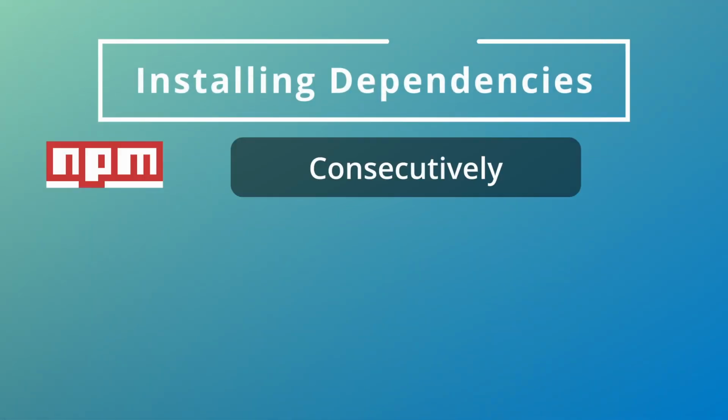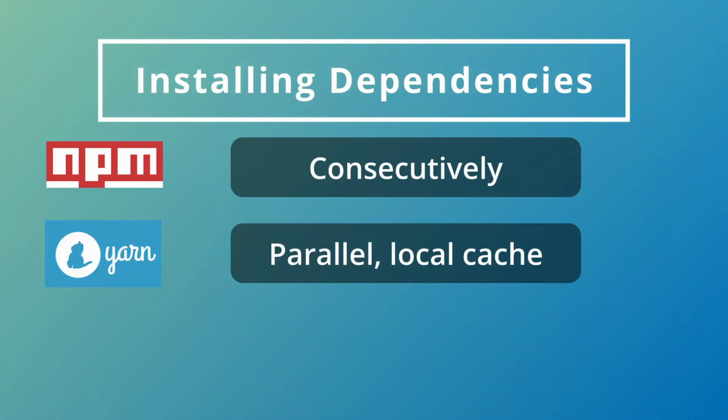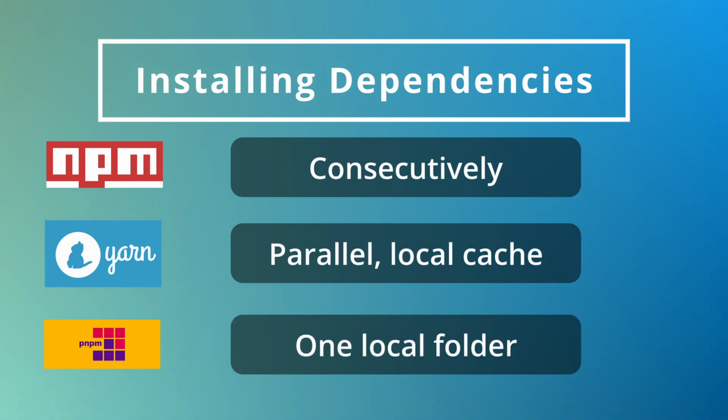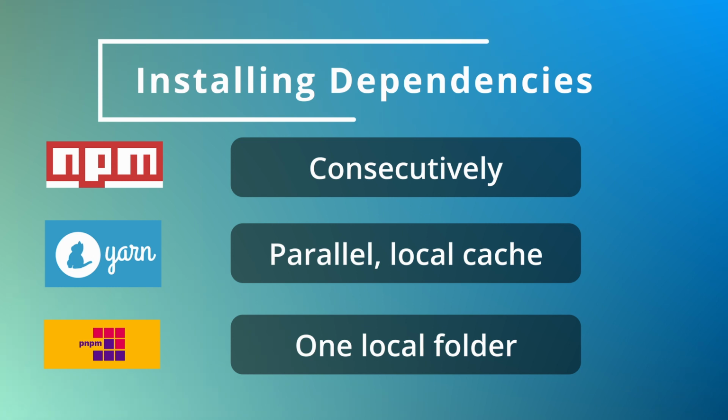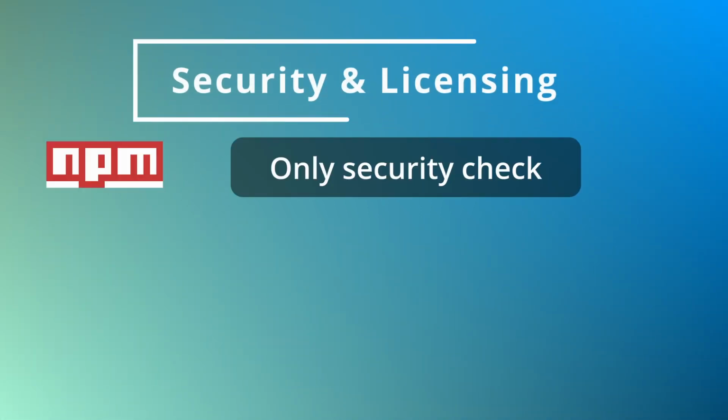Installing new packages. NPM installs packages from the online registry and installs one after another. Yarn tries to install from the cache on the local machine, and if the cache is empty, then it will go online, and it can also install dependencies in parallel. In PNPM there is one storage for all packages, so you don't need to download the same dependency for each project.